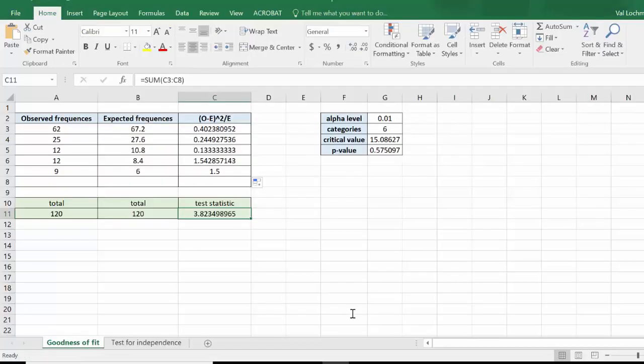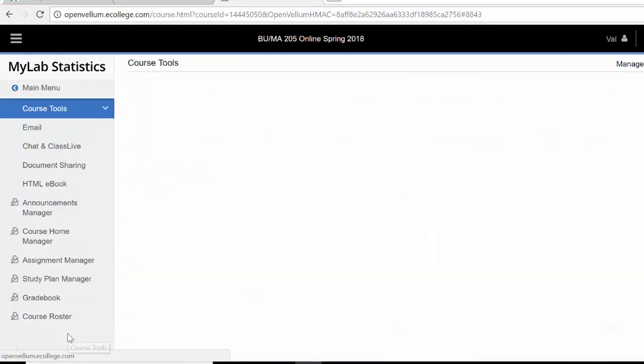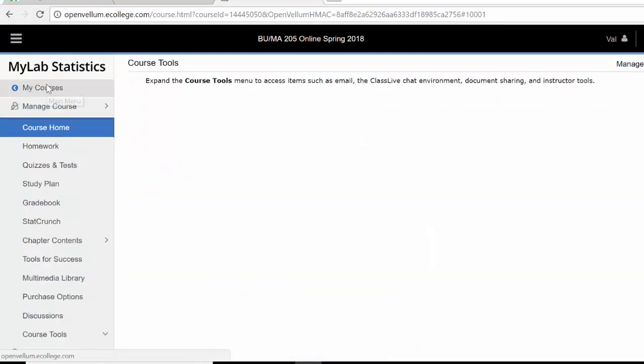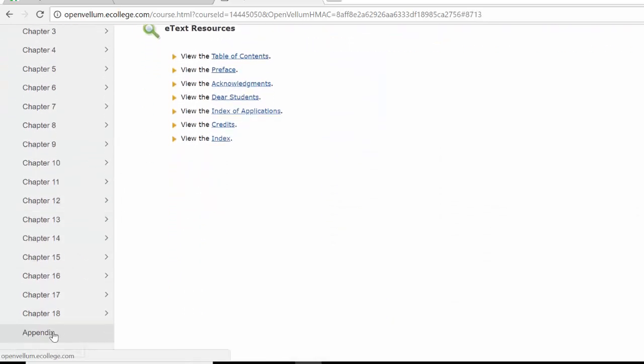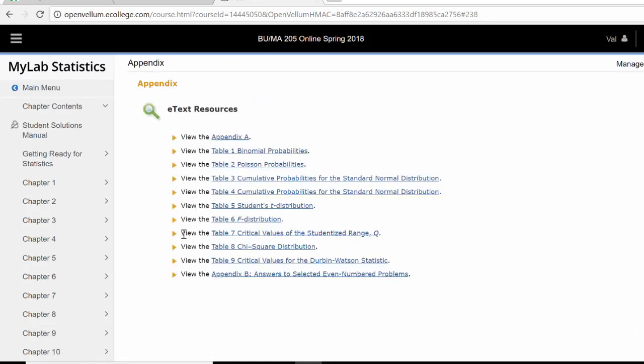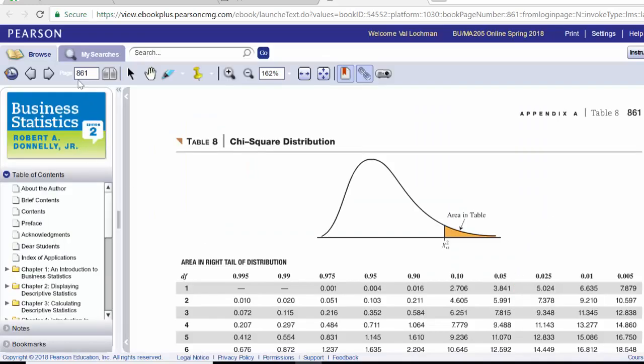Now I actually computed it for you here, but let me show you how to do it on the table. Let's go to our course page, go to chapter content, and scroll to the appendix. Over here, you're going to see all these tables. We're going to take a look at the chi-square distribution. It will take some time to load, but I want you to see the picture of this distribution.